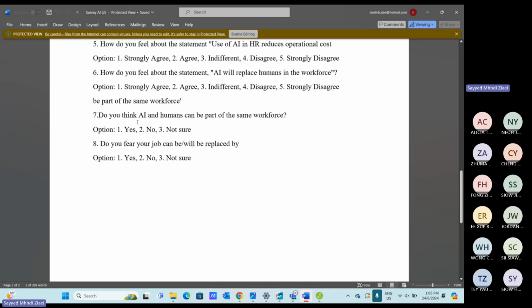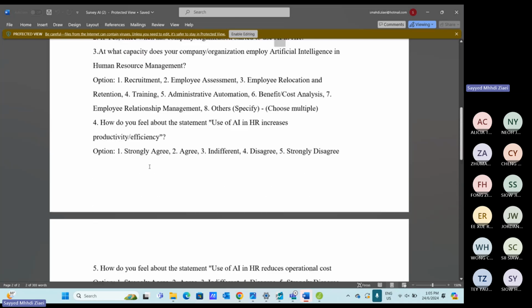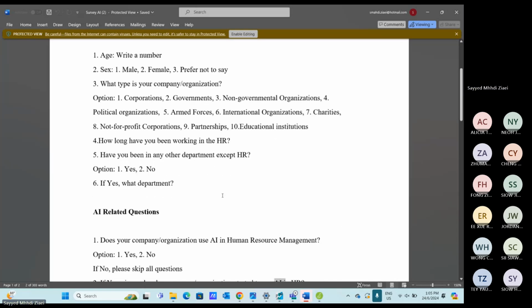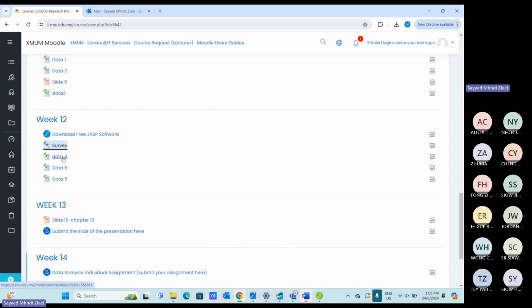Question number 7, do you think AI and humans can be part of the same workforce? Option 1, yes. Option 2, no. Option 3, not sure. Question number 8, do you fear your job will be replaced? Again, option 1, yes. Option 2, no. Very good survey, huh? Because you can use it to evaluate the impact of AI in HR. So I refer you to the module, download the data for it.